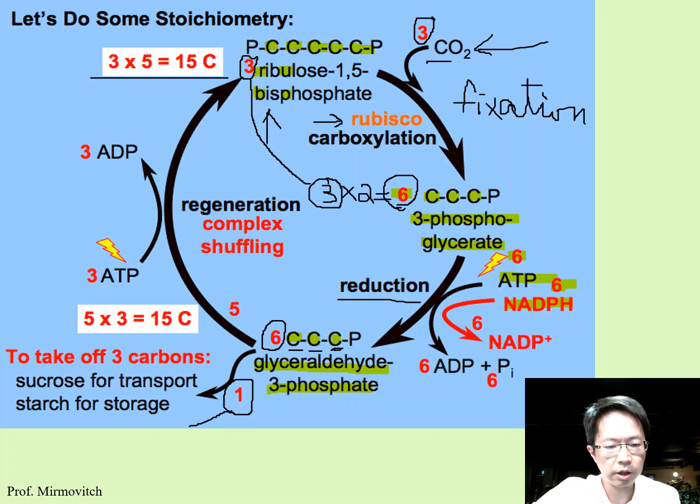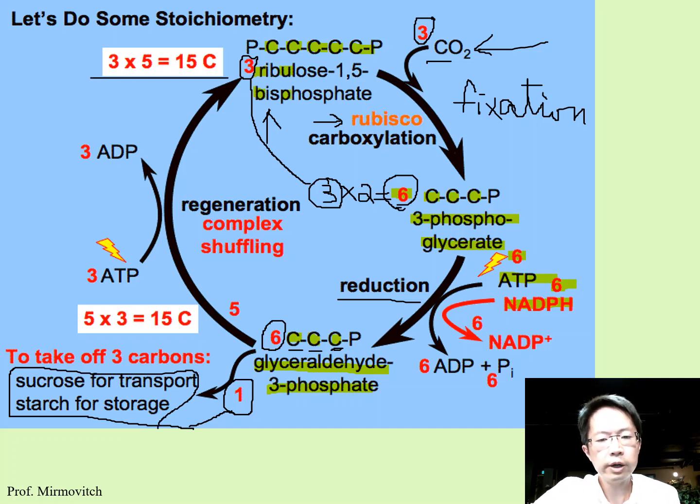One of them is to make a sugar. That's why it says to make sucrose for transport, starch for storage. Basically, you can assume that we use 1 G3P to make glucose. And then the other 5, what do we use them for? We use them to make RuBP. That's the whole goal. The rest of the G3P, we use them to make RuBP. So this is what we talk about: 5 plus 3 is equal to 3 plus 5. 5 times 3 is equal to 3 times 5. This is what we meant.